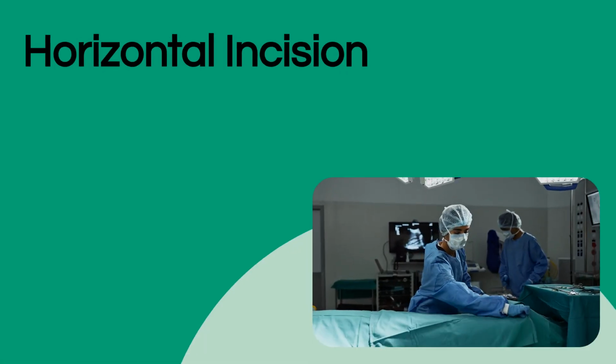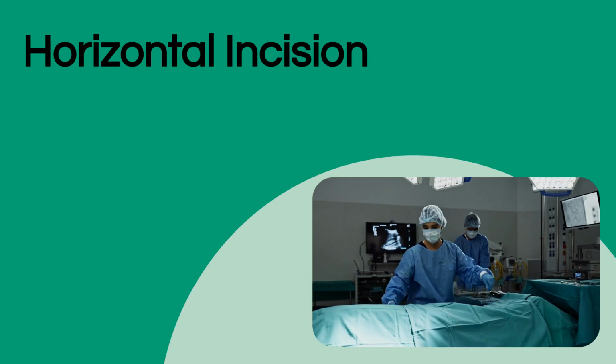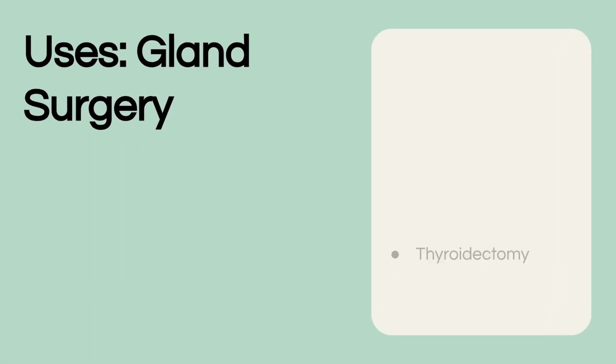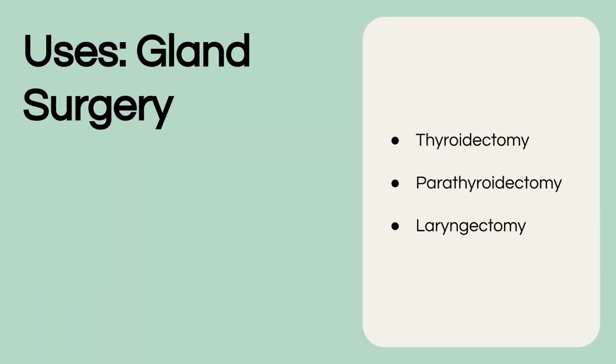This is a horizontal incision made in a skin crease of the lower anterior neck, typically about 2 centimeters above the suprasternal notch. The Kocher's incision is commonly used for procedures like thyroidectomy, parathyroidectomy, and sometimes for laryngectomy and tracheostomy.